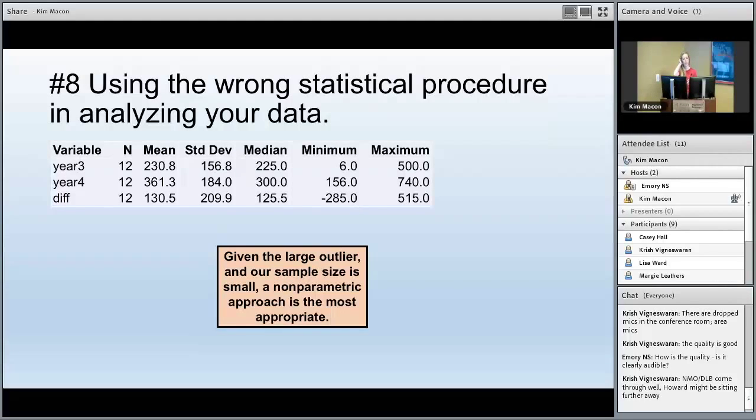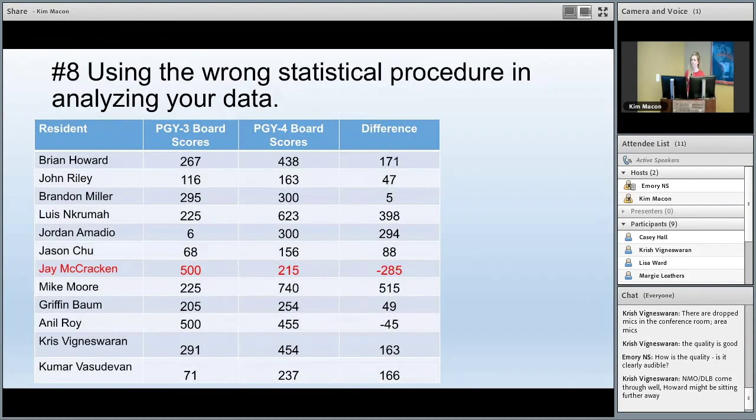And so I think it's really important to understand that when you have a small sample size, just because you think your data is normal, can you really even talk about assessing normality when you only have less than 30 people? So in this case, a non-parametric test would be the most appropriate. So we look at the difference, and again, we see this huge outlier. I don't know how this idiot is in the program, but what do we do?